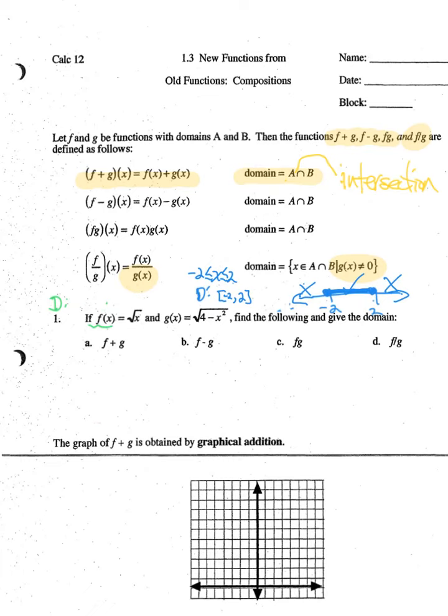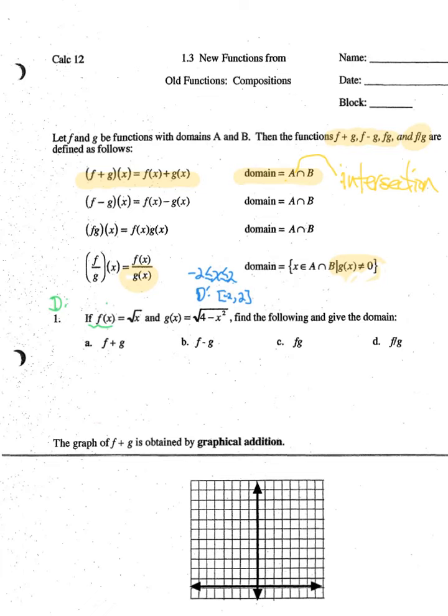X greater than 2, and I'll write it in interval notation, and then we'll look at what happens when I combine the functions. How do I get the domains? All right, you can see I still didn't find the big eraser, did I? Okay.